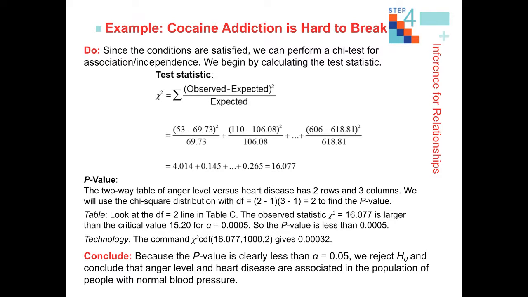Okay, and that's really it. The process is pretty much the same as we've always been doing. Conditions are the same, formula is the same, the way we put it in the calculator is the same. The only difference is the null and alternative, and we're doing that because we're looking at one sample.